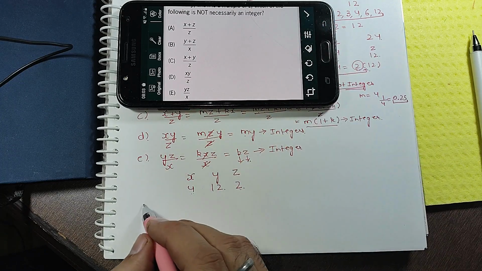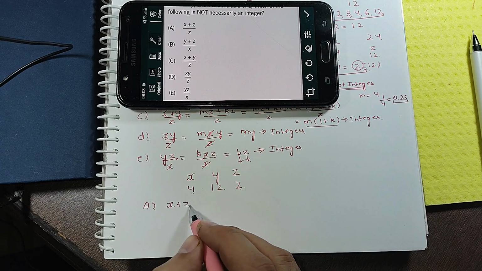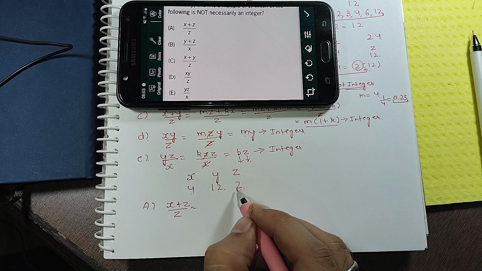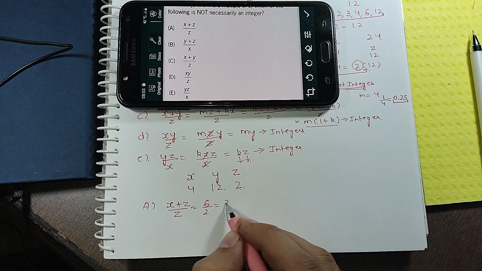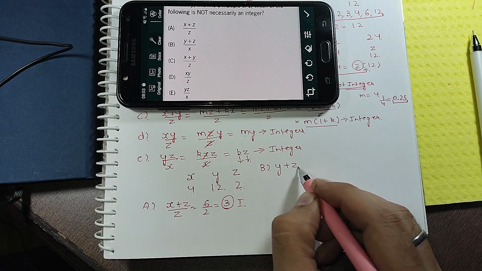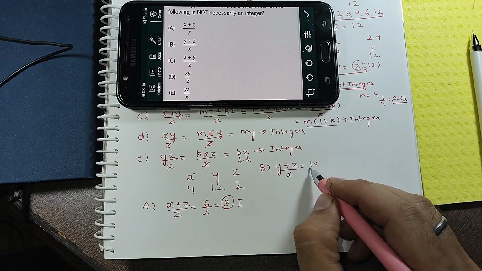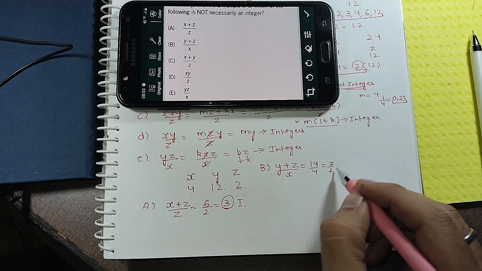Now first, option A is (x plus z) divided by z. So this will be 4 plus 2, 6, divided by 2. So this is 3, which is an integer. Now second option is (y plus z) divided by x. So y plus z is 12 plus 2, 14. 14 divided by 4 is 7 by 2, which is 3.5.